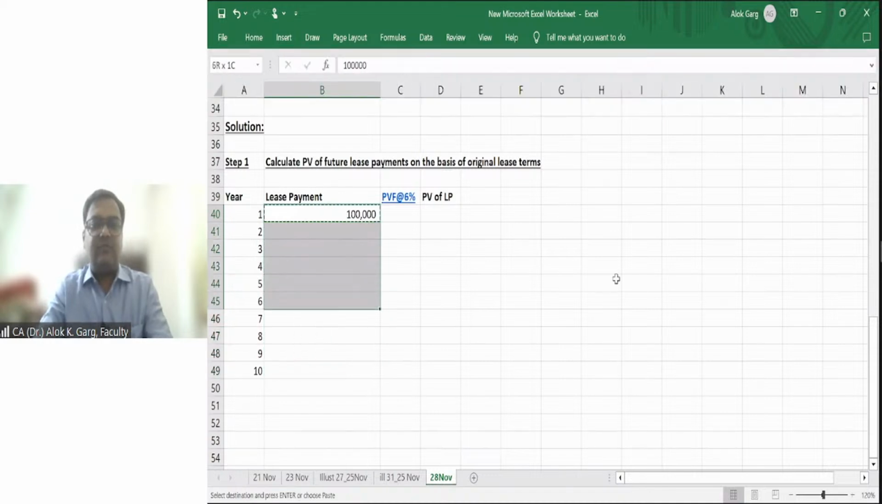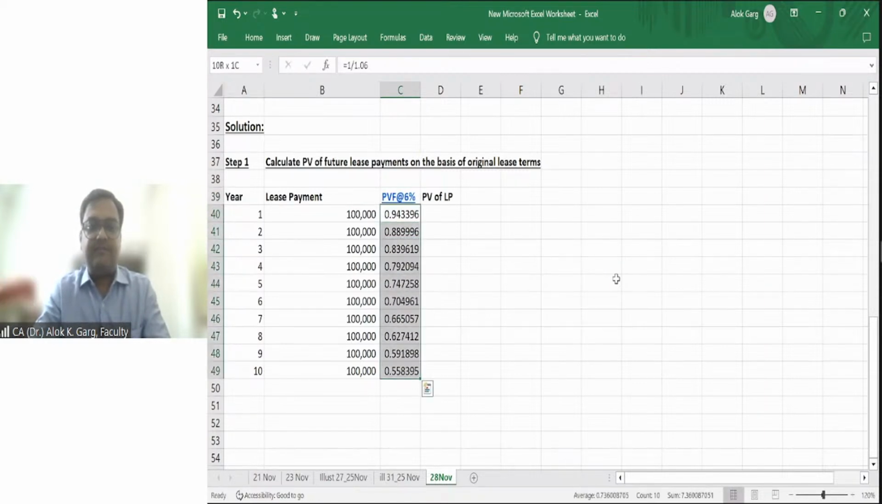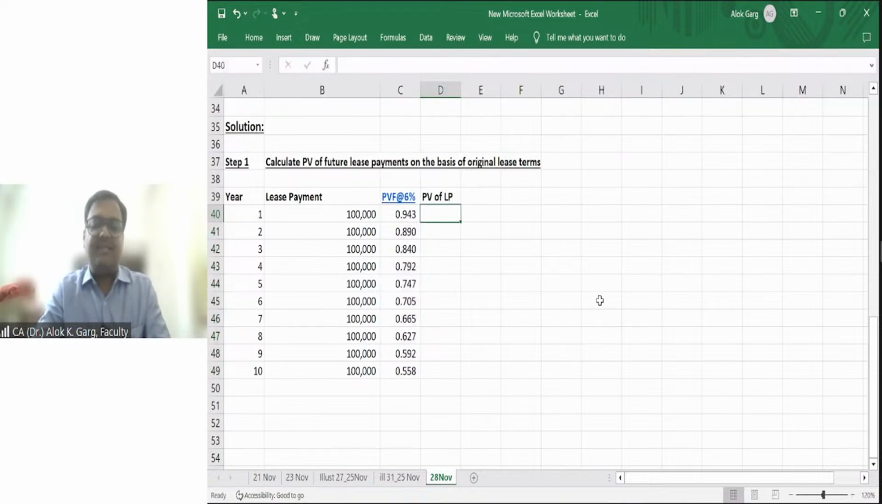And there is no escalation, so it will always be 1 lakh rupees. The payment is at the end of the year. So for the first year, there is also a discount factor 1 divided by 1.06, right? Again, divide by 1.06. So I need to just put this present value factor. Let's take this present value factor to 3 digits after the decimal. So normally you can keep 3 digits after the decimal, and this will be my present value of lease payment.